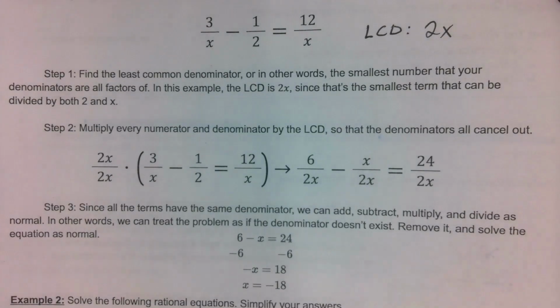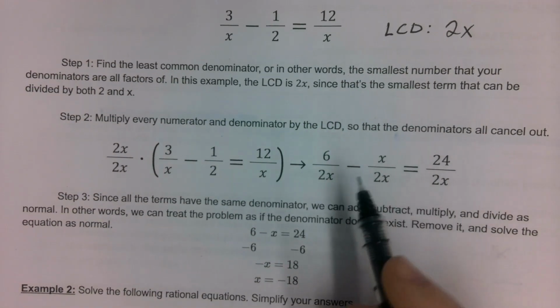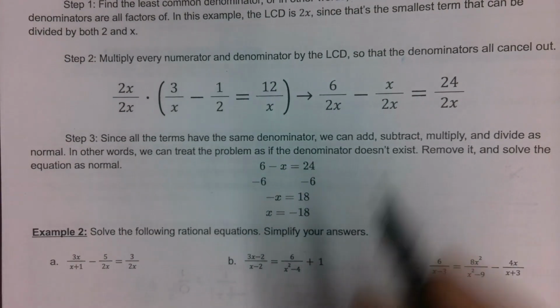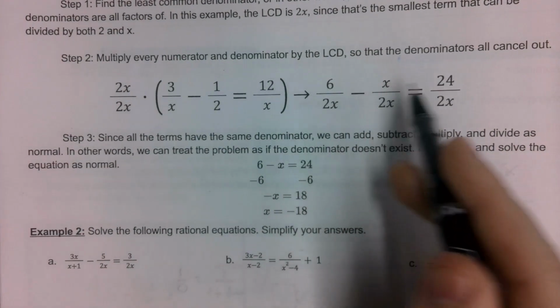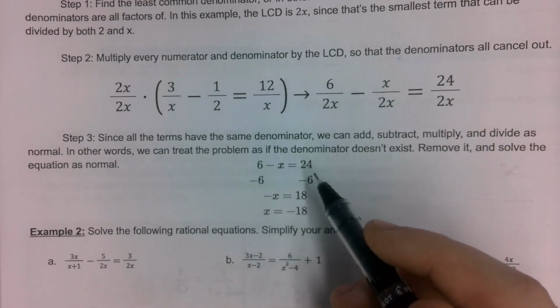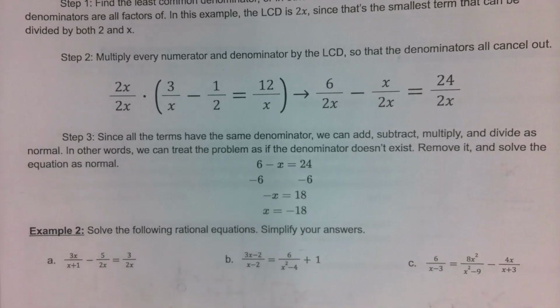But since all these denominators are 2x, we can treat them as if they don't exist. We can just say 6 minus x equals 24. And when we subtract 6 from both sides and divide by -1, we would get our answer, x equals -18.